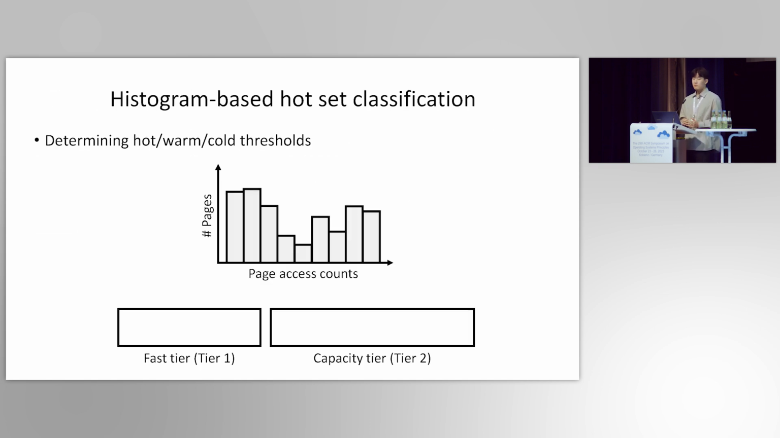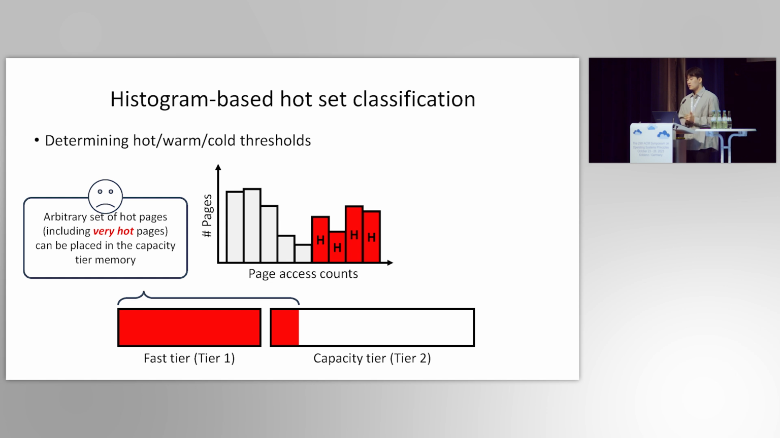MEMTIS establishes hot, warm, and cold thresholds by using the generated histogram. And we use the bin indices as thresholds in our system. Our goal is to maintain the hot set size as close as possible to the fast tier size. To determine the hotness, MEMTIS sums the total size of pages falling into each bin in the histogram, from the highest to the lowest indices, in this manner.